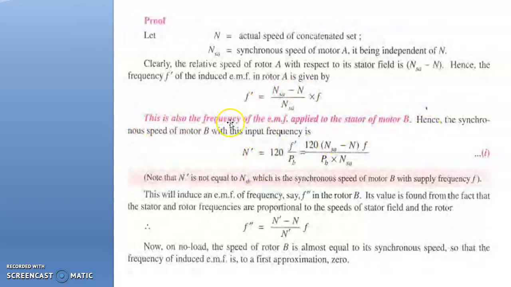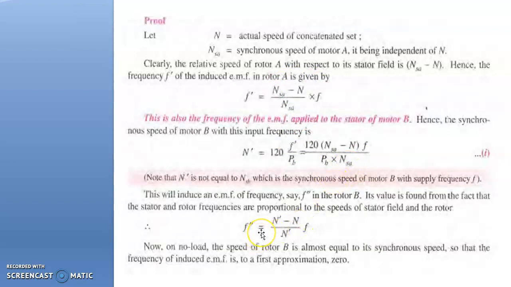So now you can define: this is also the frequency of EMF applied to the stator of motor B. Hence the synchronous speed of motor B will be N dash, which is 120 F dash by PB, where PB is the number of poles in that motor. So you substitute this equation for F dash, and you get this equation.